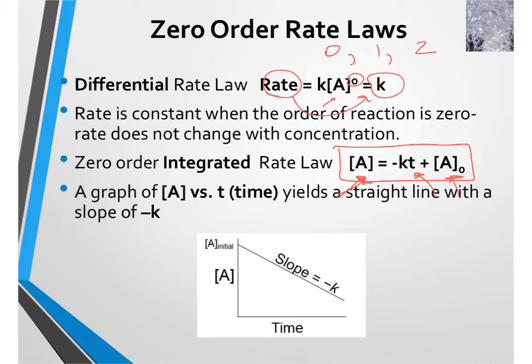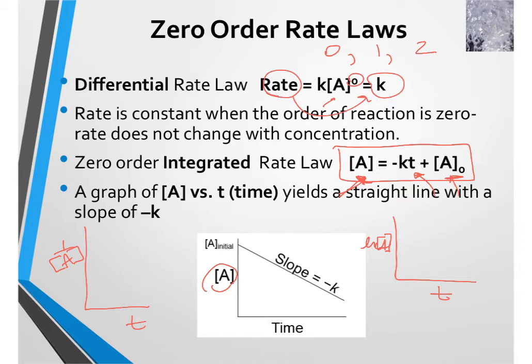So what you can do is you can start making graphs. You can make a graph of simply the concentration of the reactant versus time. And then you can make a second graph, which would be log of concentration of A versus time. And a third graph, which would be 1 over the concentration of A versus time. And whichever one of these graphs gives a straight line means that's the order of the reaction.